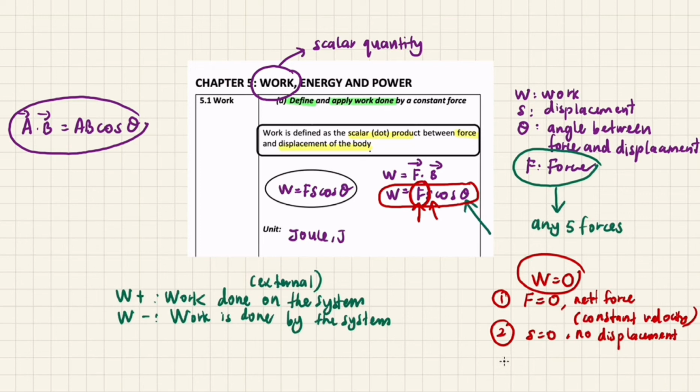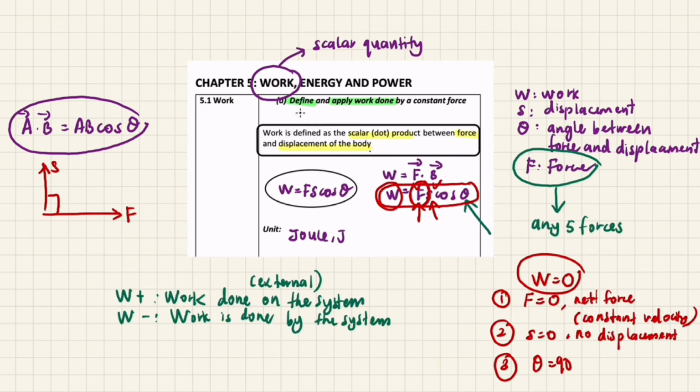And yang ketiga adalah theta kita. Another thing that could cause work kita untuk jadi 0, besides F and S, is our theta. Kalau theta kita equals 90 degree, there is no work done. Contoh, kita apply force kita ke kanan, tetapi displacement dia ke atas. So angle between the force and the displacement is 90 degree, so dia tak akan ada work done. So these are the 3 situations when work done kita equals 0.